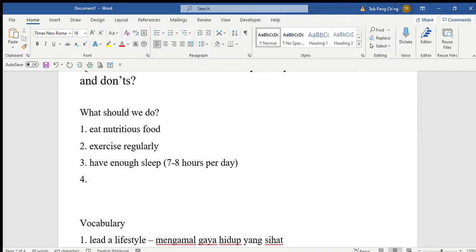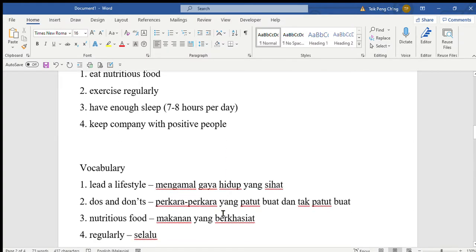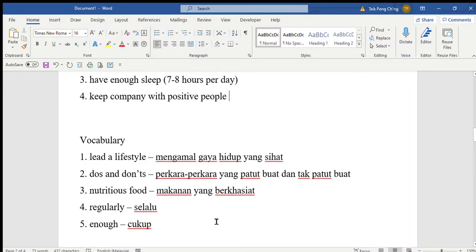Okay, what else do we need to do? We need to keep company with positive people. Positive people. Okay, keep company with. So what is the meaning of keep company with? Keep company with maksudnya berkawan dengan. Okay, berkawan dengan orang yang berminda positif. Keep company with positive people.